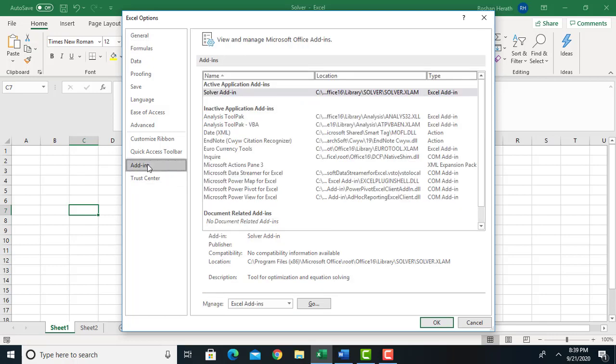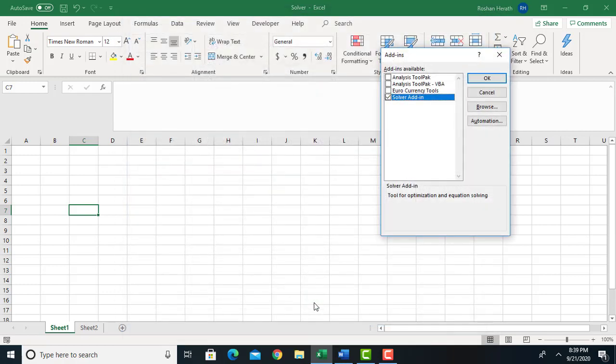Once you click on these add-ins, you can see towards the bottom the Manage option. There's a drop-down menu available in front of this Manage icon. Once you click that, you can see that several options are there. In that, you need to select the Excel add-ins. In fact, by default, the Excel add-ins are there. Then you can click Go.